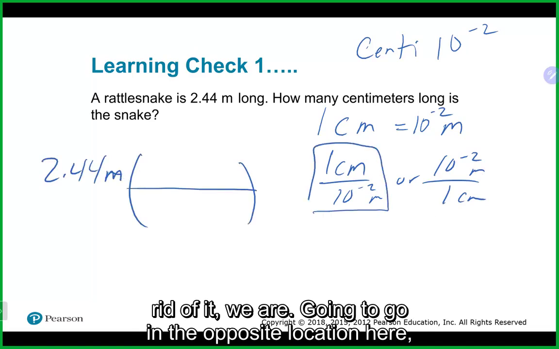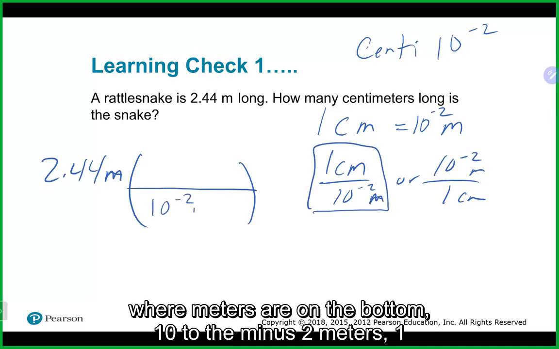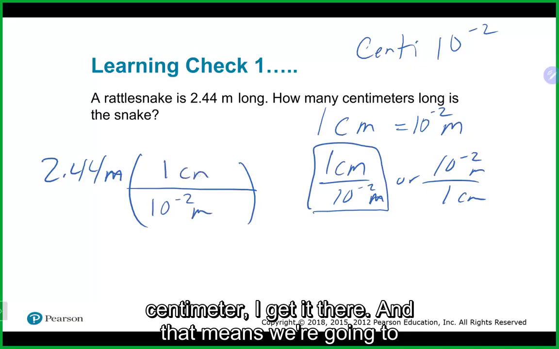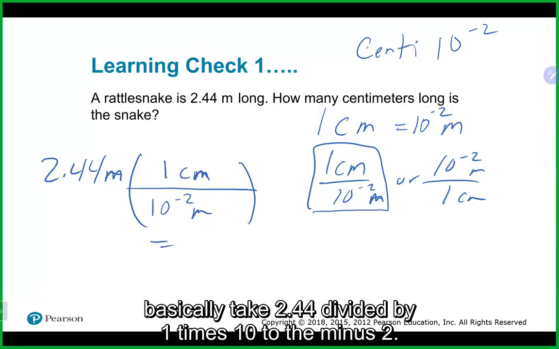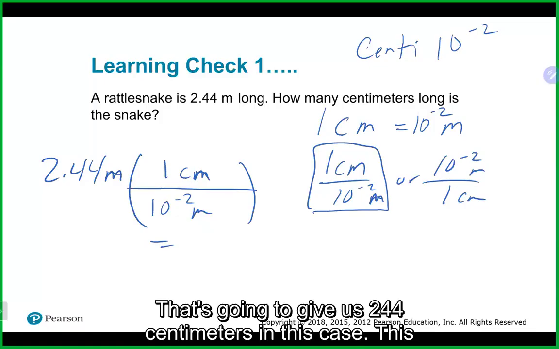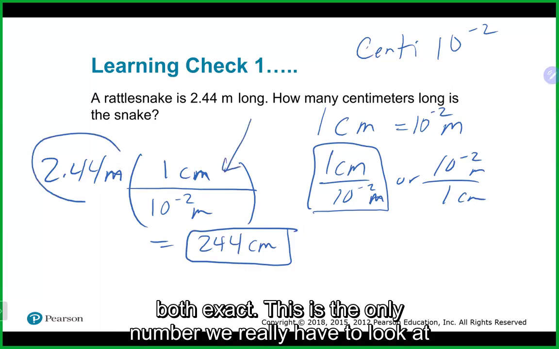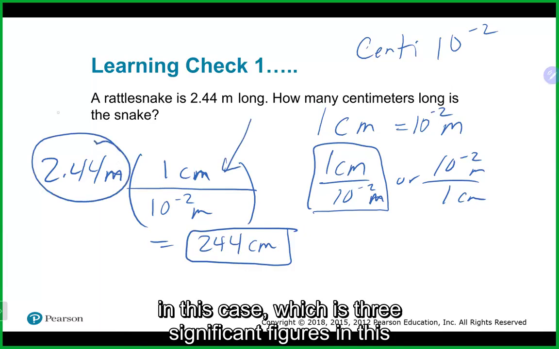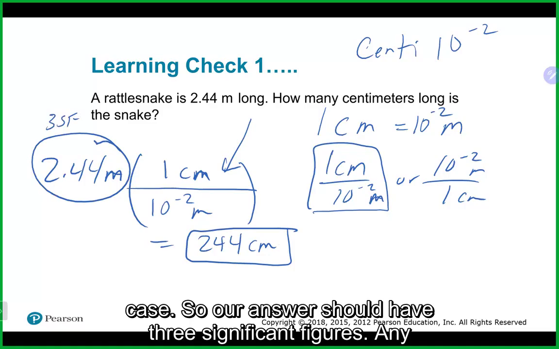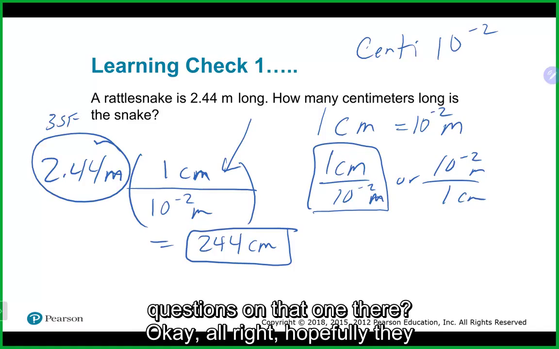So to get rid of it, we are going to go in the opposite location here where meters are on the bottom. 10 to the minus 2 meters, 1 centimeter, if I get it there. And that means we're going to basically take 2.44 divided by 1 times 10 to the minus 2. That's going to give us 244 centimeters in this case. This is a metric to metric, which means they're both exact. This is the only number we really have to look at in this case, which is 3 significant figures. So our answer should have 3 significant figures. Any questions on that one there?